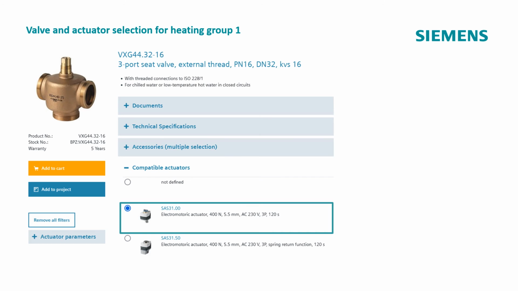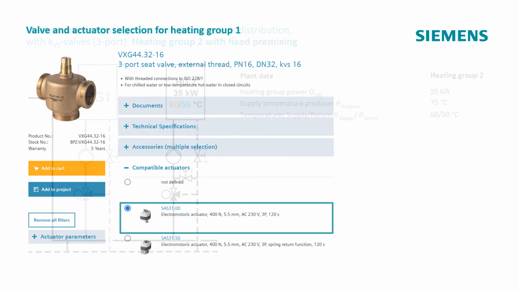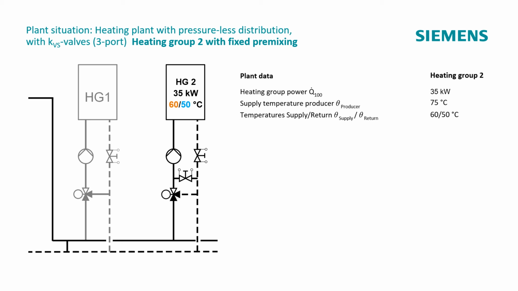This selection of valve and actuator can now be added to the cart. Or, if there are many valves to be selected, this selection can be added to a project. For heating group 2 the approach is identical to heating group 1. Special consideration must be taken with the fixed premixing.